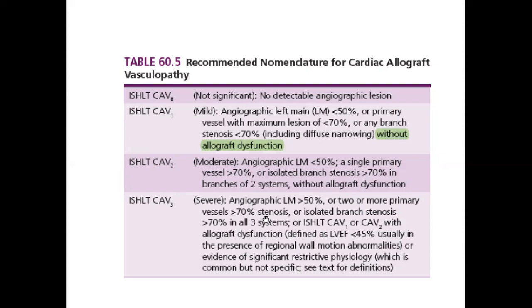CAV3 is angiographic left main disease of more than 50%, or two or more primary vessels of more than 70% stenosis, or isolated branch stenosis of more than 70% in all three systems. It should be present in all three vessels and two or more primary vessels with more than 70% stenosis. Allograft dysfunction means the ejection fraction is less than 45% in the presence of regional wall motion abnormality.